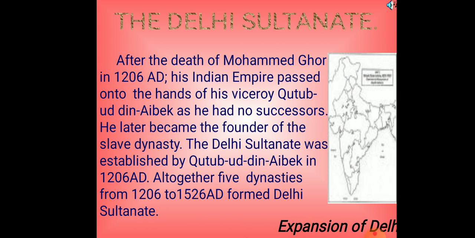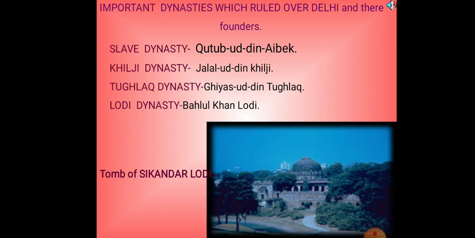The Delhi Sultanate was established by Qutb-ud-Din Aibak in 1206 AD. Altogether, 5 dynasties from 1206 to 1526 AD formed the Delhi Sultanate. We have the important dynasties of the Delhi Sultanate which ruled Delhi, along with their founders: Slave dynasty, Qutb-ud-Din Aibak; Khilji dynasty, Jalaluddin Khilji; Tughlaq dynasty, Ghiyasuddin Tughlaq; Sayyid dynasty, Khizr Khan; Lodi dynasty, Bahlul Khan Lodi. So here we have the dynasties along with their founders.